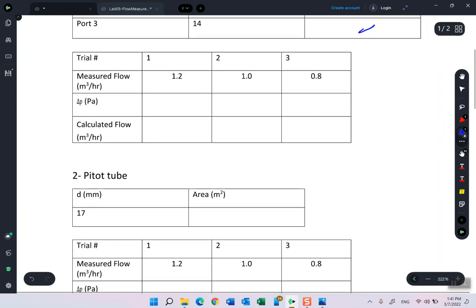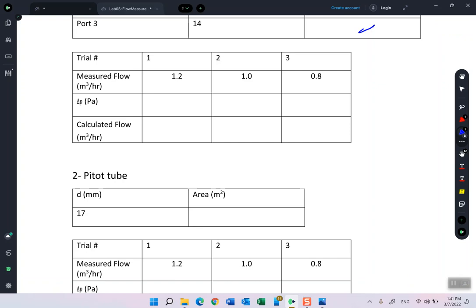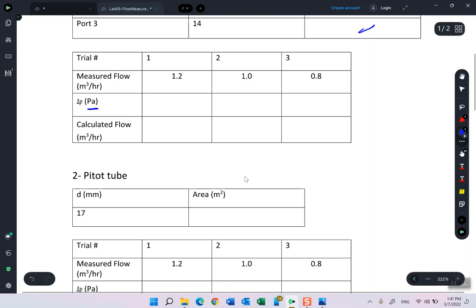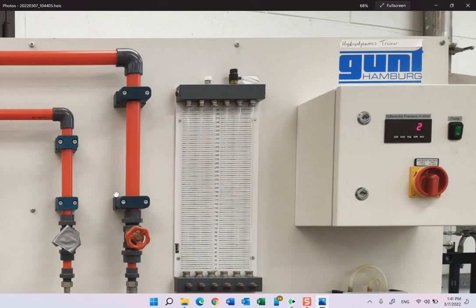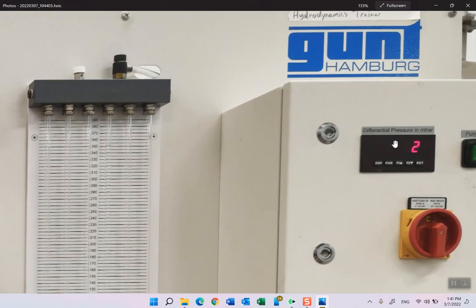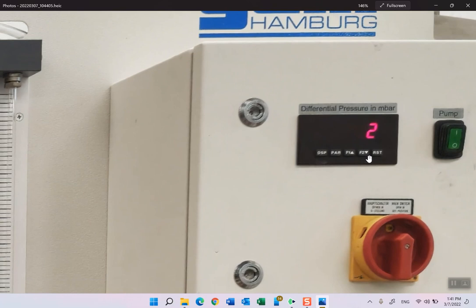Okay, what about the next table? As you can see, for the first trial, the discharge equals 1.2. It asks you to write down the pressure difference, delta P, with the units of Pascal. If we take a look at the pressure meter that we have here, it gives the differential pressure in millibar, not in Pascal. So you will have to take that into consideration. You will have to convert from millibar to Pascal.